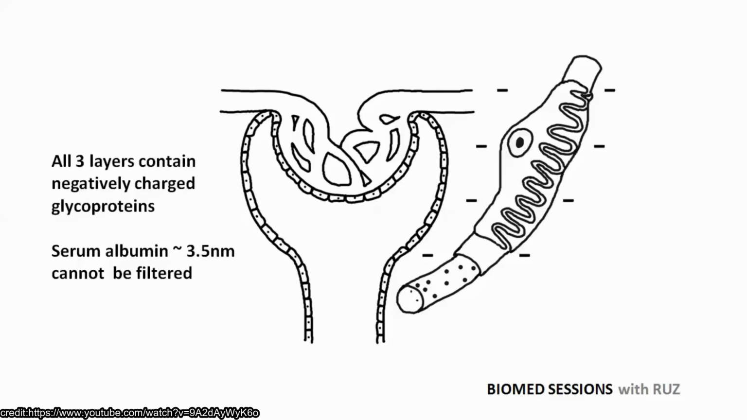As all 3 layers contain negatively charged glycoproteins, it is difficult for negative molecules to pass through. Hence, serum albumin is not filtered, despite being in the size range.